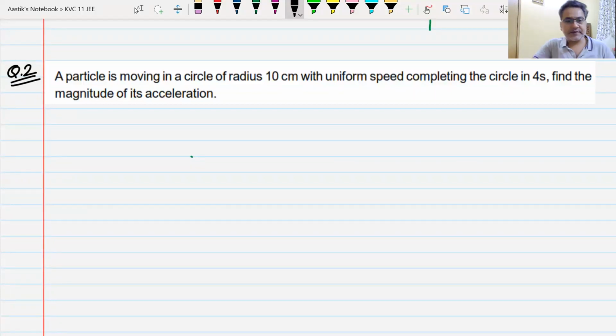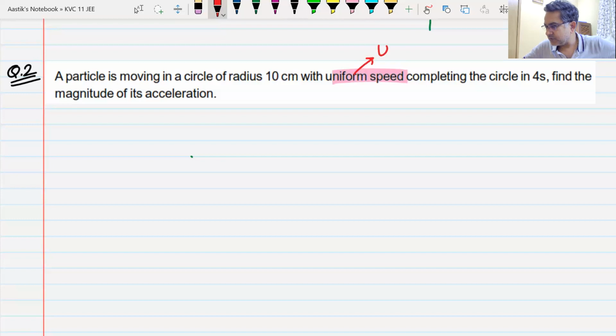Then comes this question. A particle is moving in a circle of radius 10 centimeters with uniform speed. What type of motion is this then? It is moving in a circle of radius 10 centimeters with uniform speed. What do we call this type of motion? Uniform circular motion, sir.